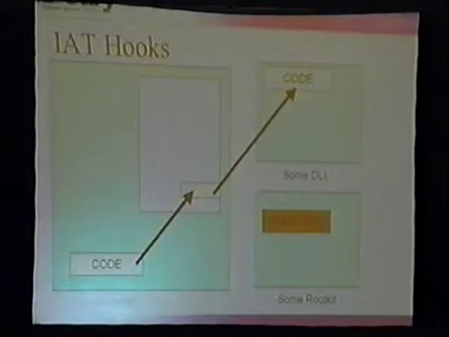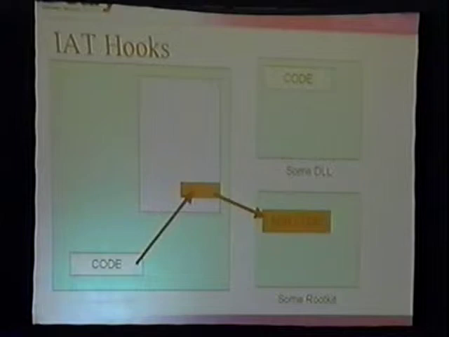Well, you see here that we have some rootkit injected into the process address space. It's represented by the red bad code. And we hook the import address table. So all we have to do is change one DWORD. And you can't really use memory protections and so forth because this import address table needs to be written to.